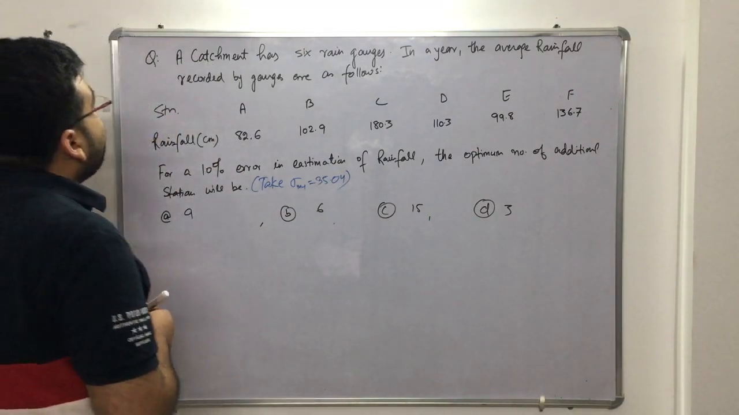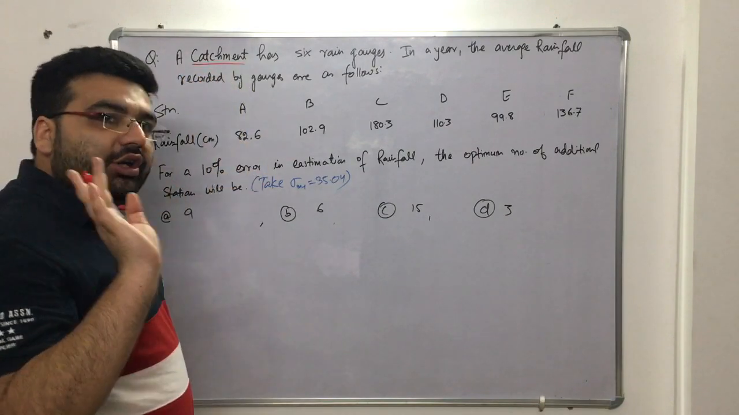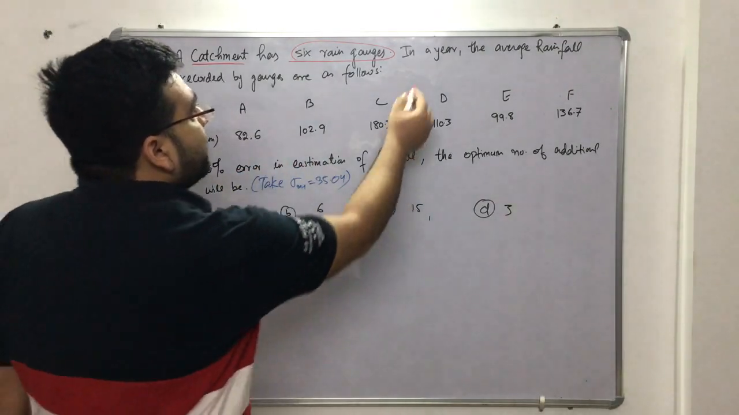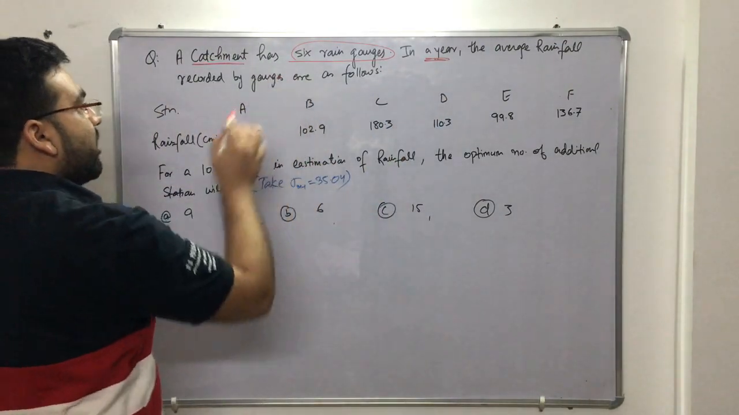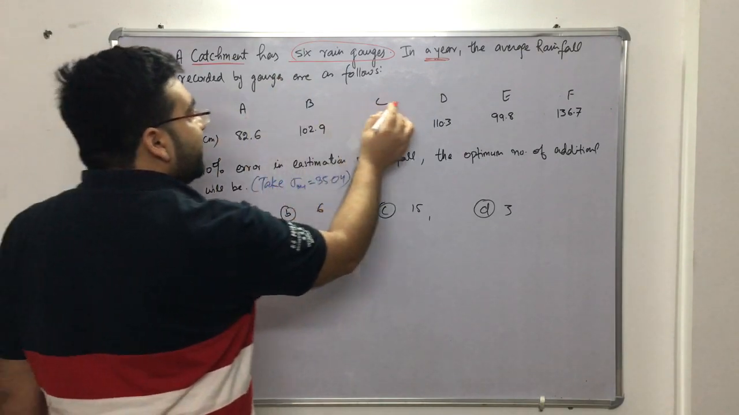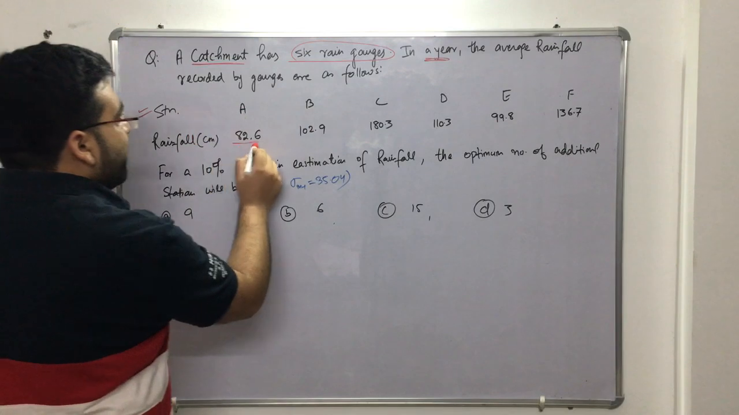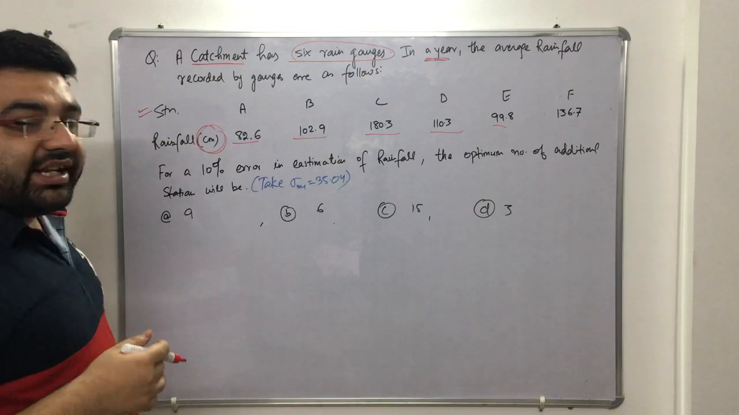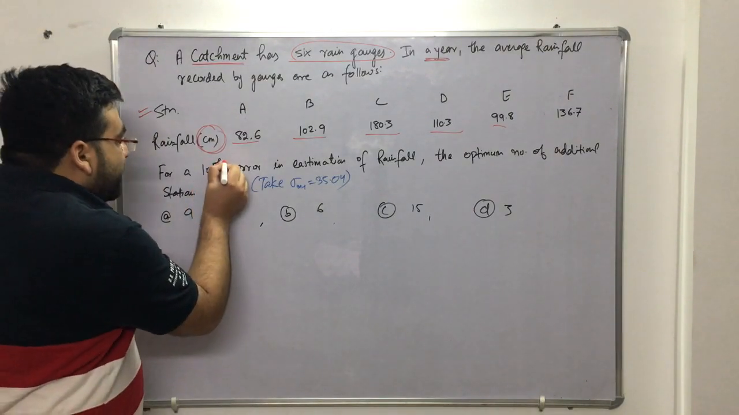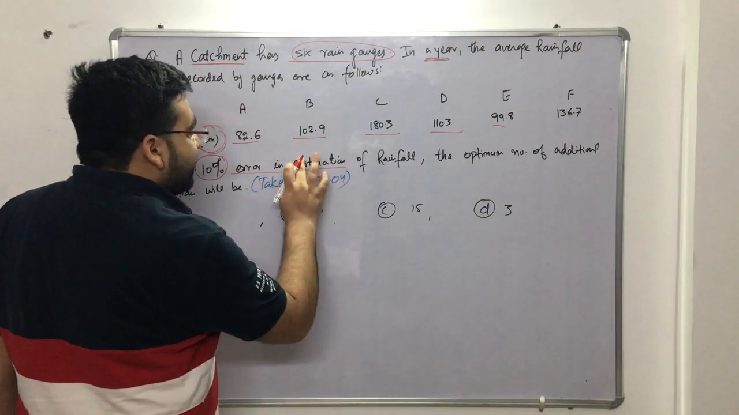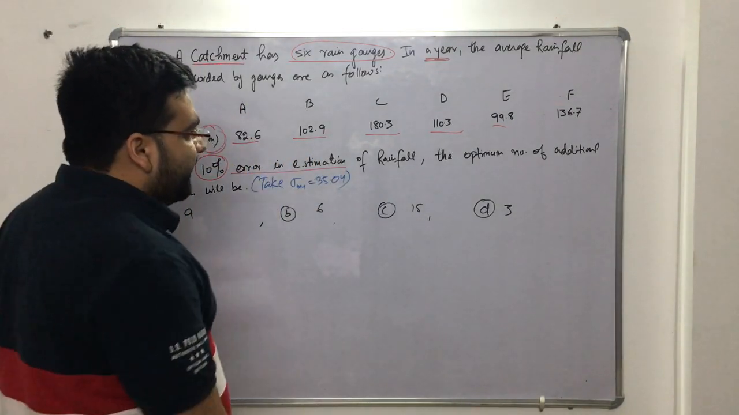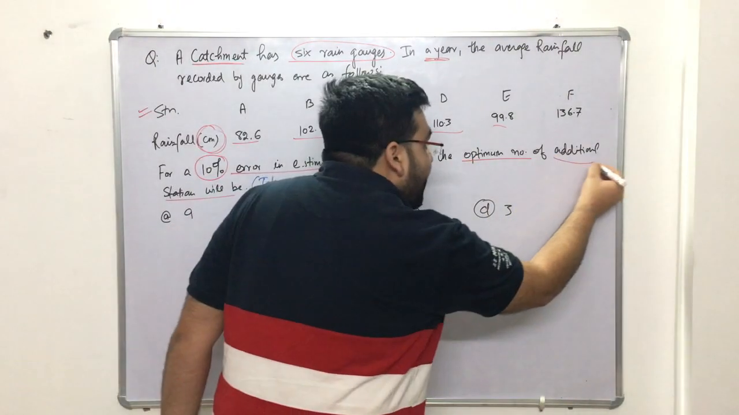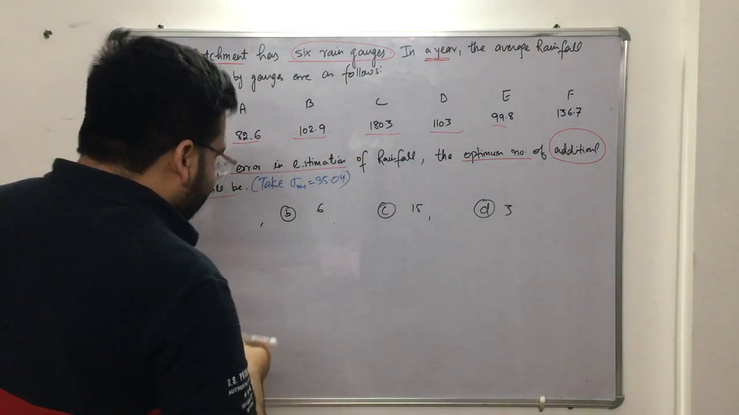The numerical says that a catchment, now what is a catchment? I have already told you. A catchment has 6 rain gauges. In a year, the average rainfall recorded by the gauges is as follows. For stations A, B, C, D, E, F, 6 rain gauges, the data is given in centimeters. This is also important. The question is: for a 10% error in estimation of rainfall, the optimum number of additional stations will be? So it is asking for additional stations. Now it's a very simple, straightforward question.